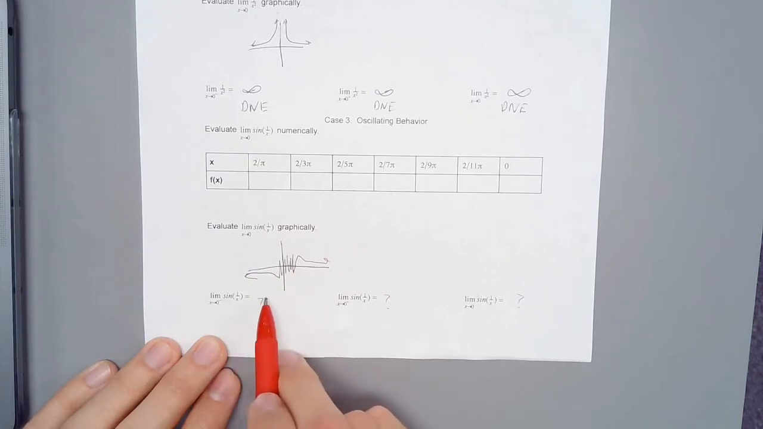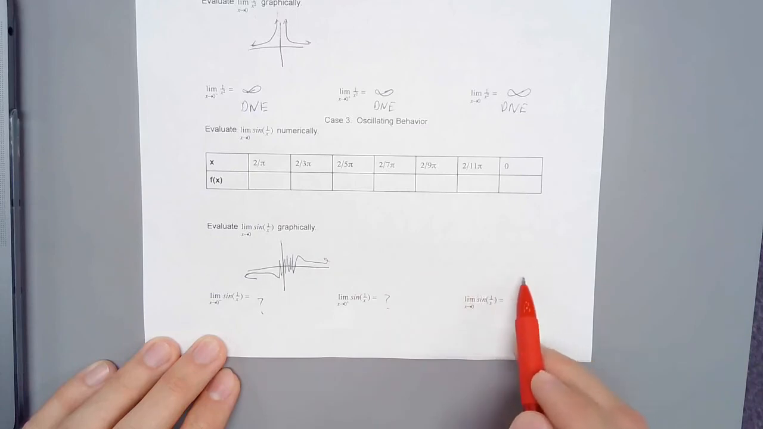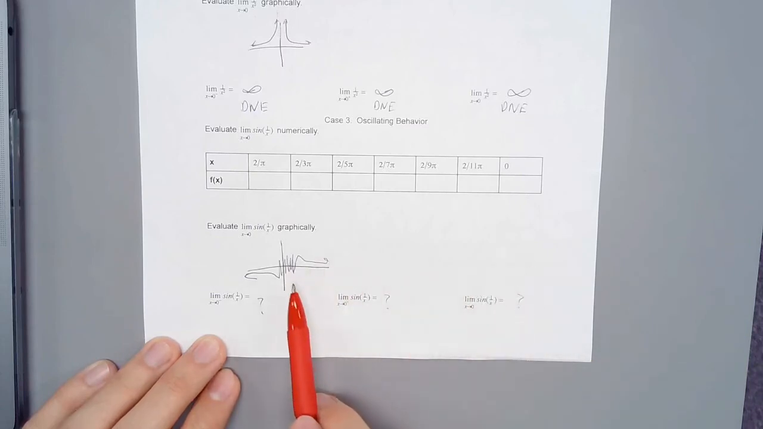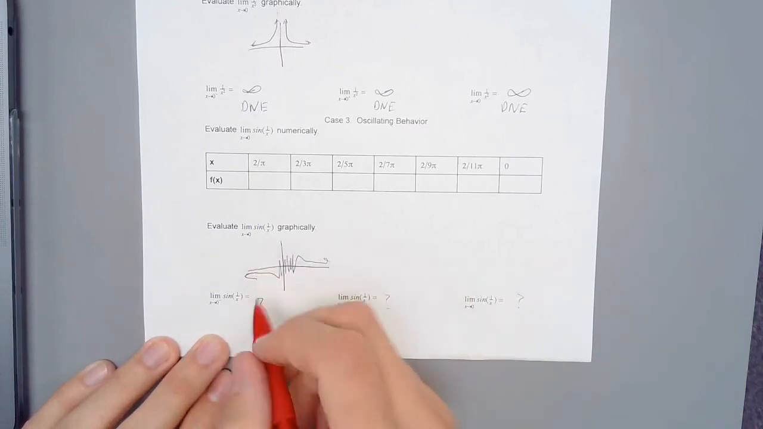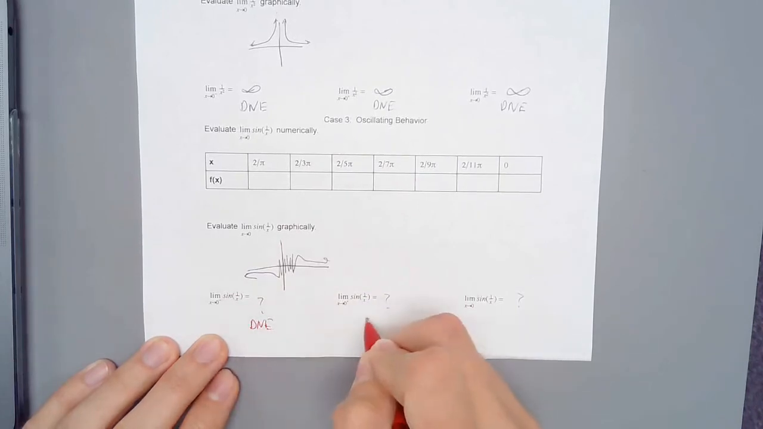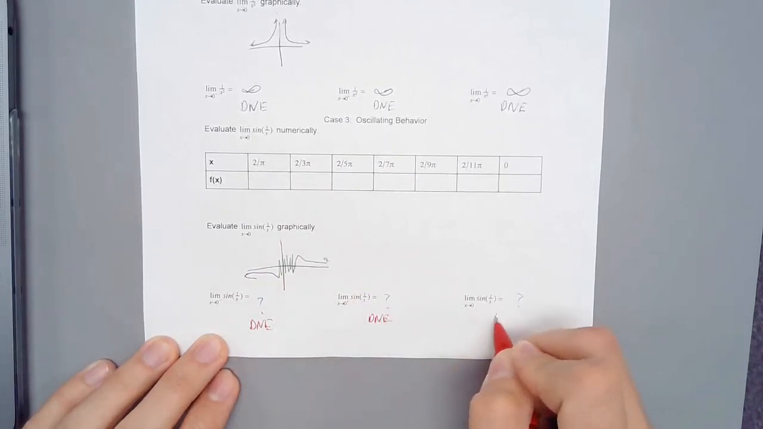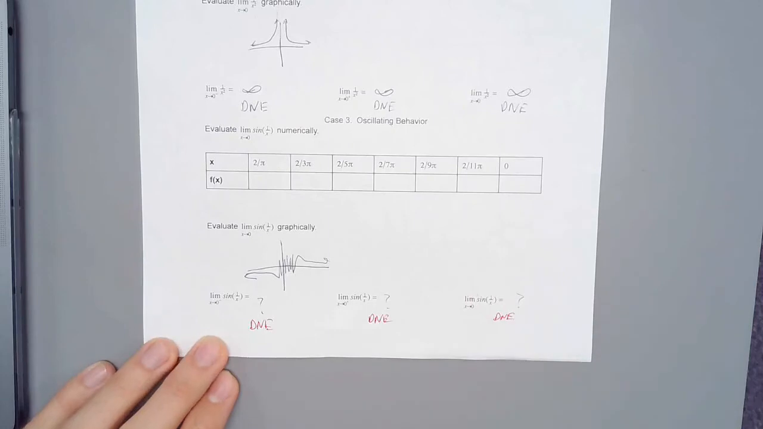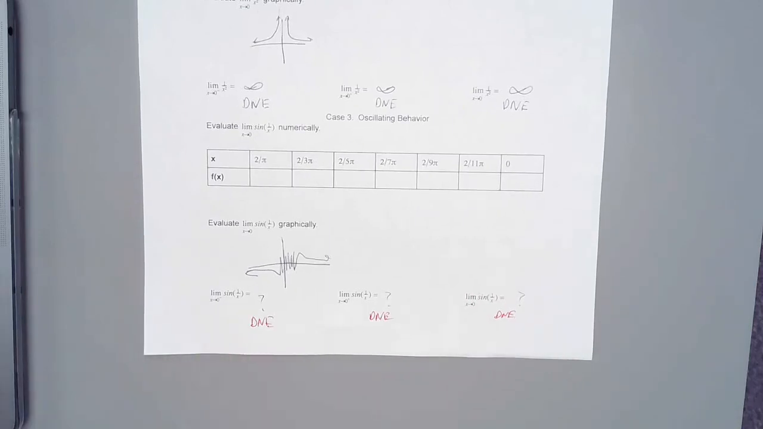So we have a question mark from the left, a question mark from the right, and a question mark here, which means, again, that this does not exist, does not exist, and does not exist. Hopefully that's helpful for you guys as you work on your assignment.